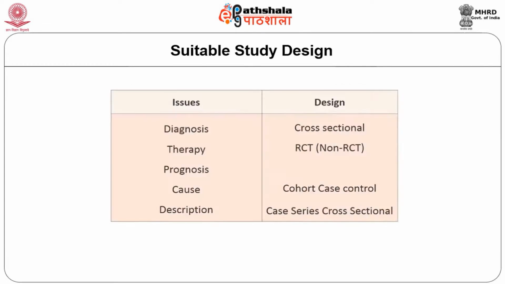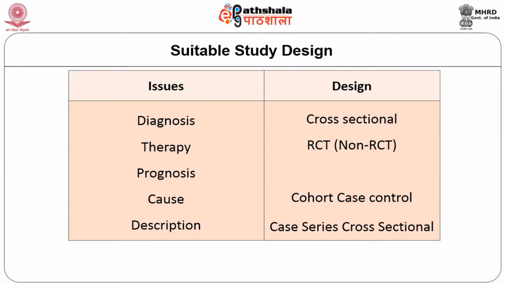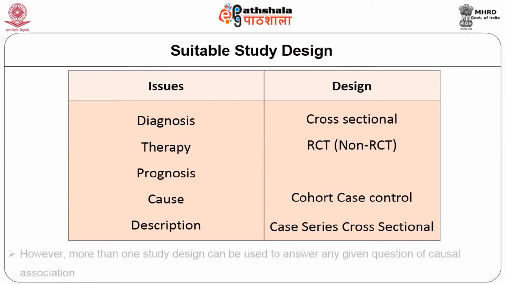And if you want to see the suitability of the study design, where appropriate designs are used: if your issue is diagnosis, a cross-sectional study is appropriate. If your issue is therapy, the randomized control trial is appropriate. If yours is a prognosis kind of problem, you have to use a prospective cohort. If yours is cause and effect, then go for a cohort or case control study. If yours is a descriptive study, you should go for a case series or cross-sectional studies. However, more than one study design can be used to answer any given question of causal association.